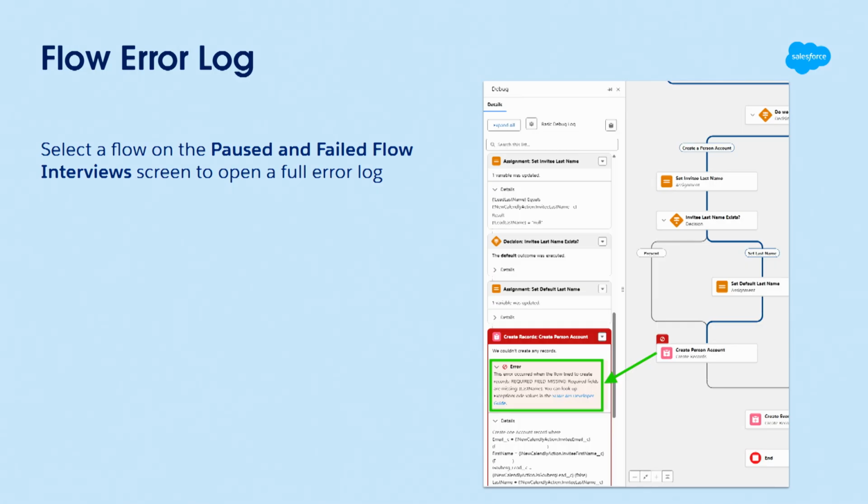So now I have a general idea. I need to update my flow to make sure that a last name is always present when trying to create a person account. So this is just a great tool to really narrow down what you need to do and fix it faster.